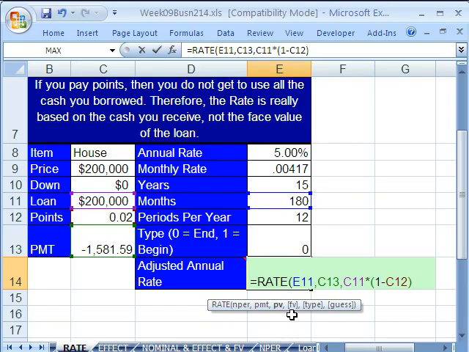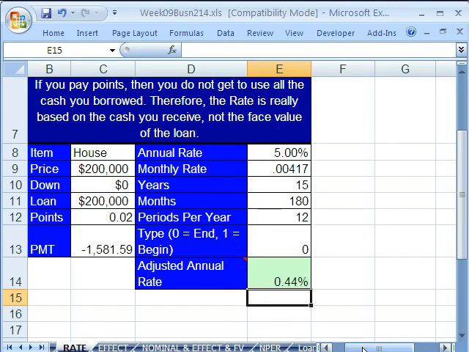Looks like we don't have a future value. There's no lump sum payment. We don't have to put a type because it's 0 by default, and we don't have to put a guess, although if it was having trouble iterating, we could do that. Close parentheses and enter. Now, that would be great if our annual rate is that.